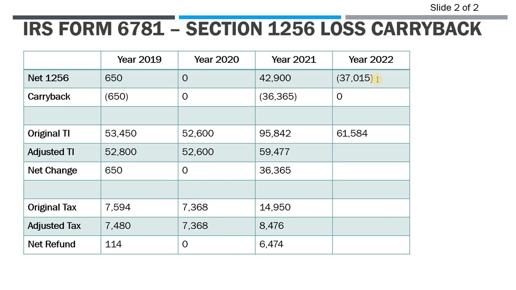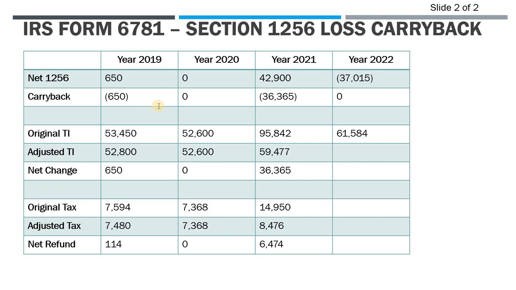And so that carryback claim goes back 3 years, and then it goes forward until you exhaust or use the entire loss amount that's being rolled back. So in 2019, he has $650 of 1256 gains, and he's going to carry, of this $37,015, he can use $650 to completely offset that amount. In 2020, he didn't have any 1256 gains, so this year is kind of skipped.